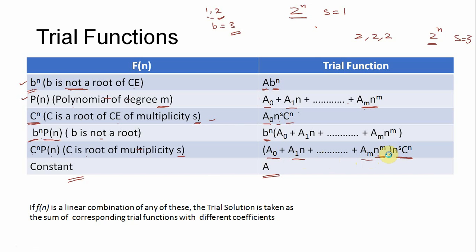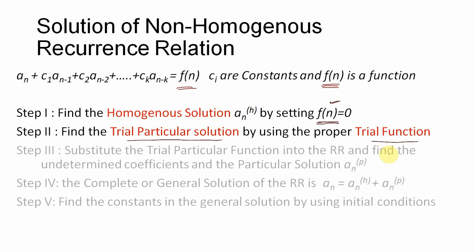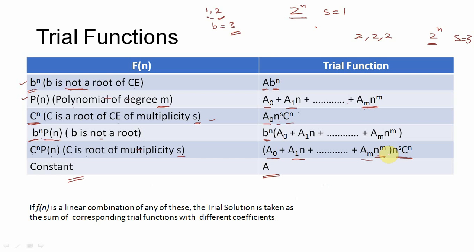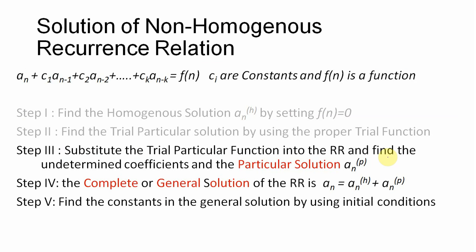So the steps till now have been, first of all, step 1, find the homogeneous solution a and h by setting fn equal to 0. Step 2, find the trial particular solution by using the proper trial function. Trial function you will find from this particular table. Now once you have identified the trial function, that brings us to the remaining steps. Now we have step number 3, substitute the trial particular function into the recurrence relation and find the undetermined coefficients and the particular solution.